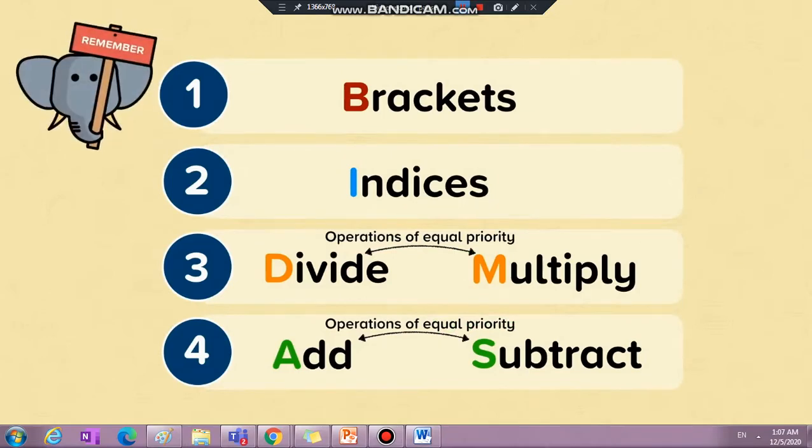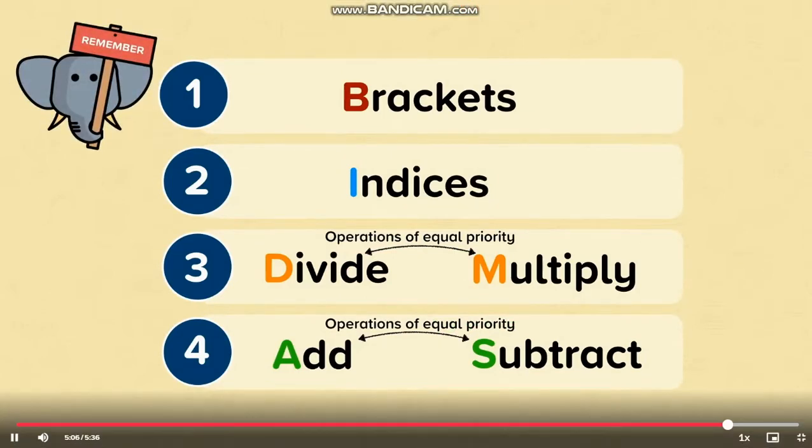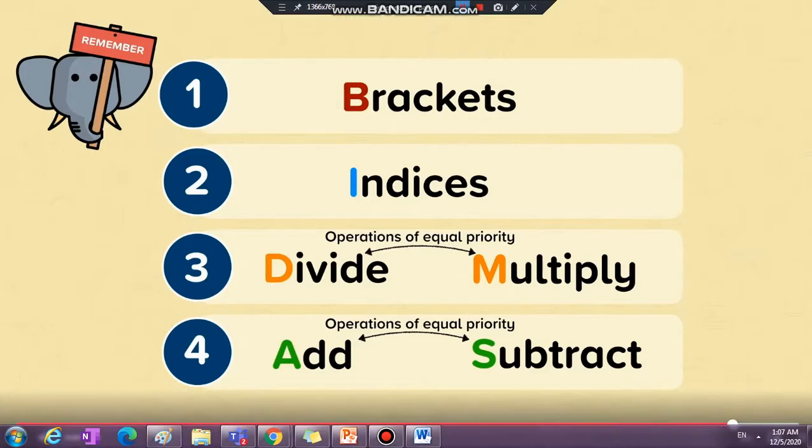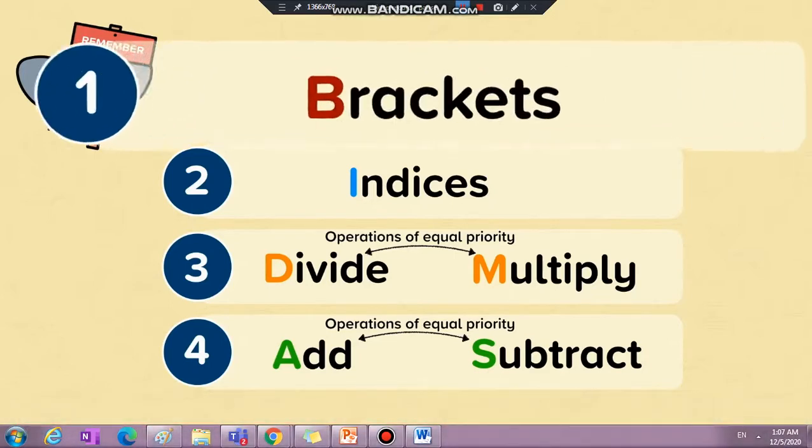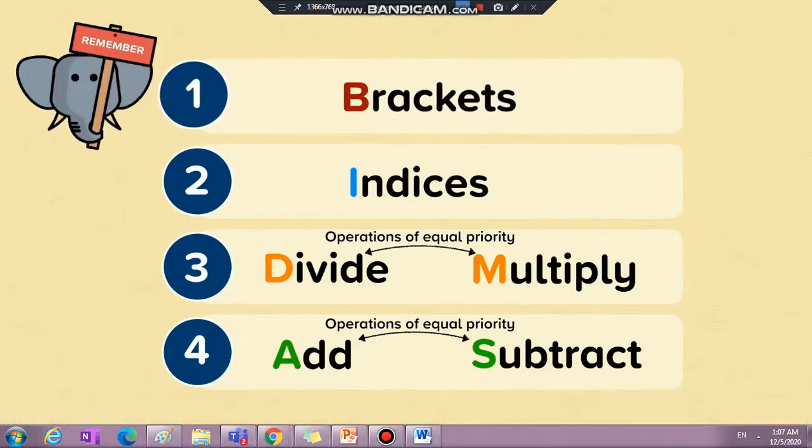Remember, BIDMAS stands for these words. In BIDMAS, we do the brackets first, then the indices, which we'll learn about another time. Then we divide or multiply. If you have to do both, you just go from left to right, as they're operations of equal priority. After that, we add or subtract. Again, they're operations of equal priority, so if you have to do both, you just go from left to right.